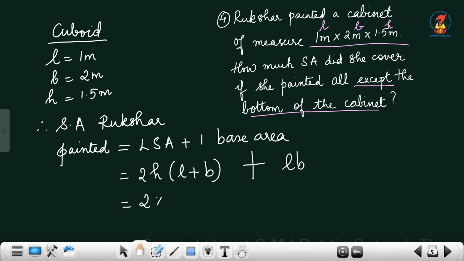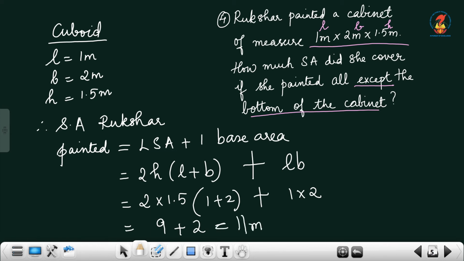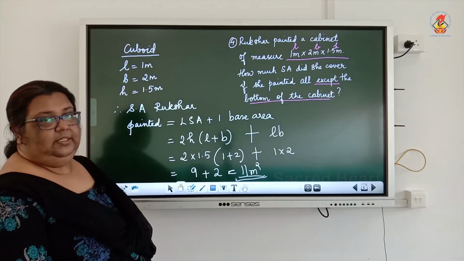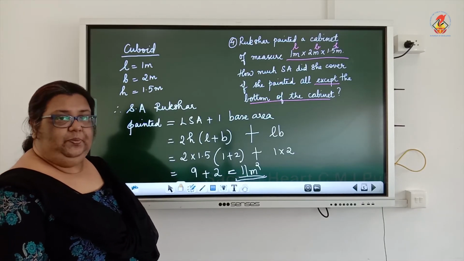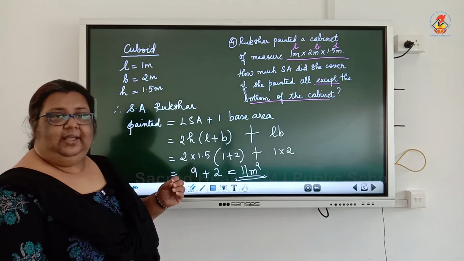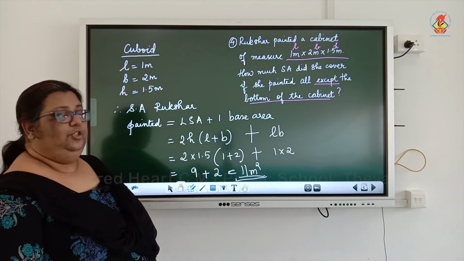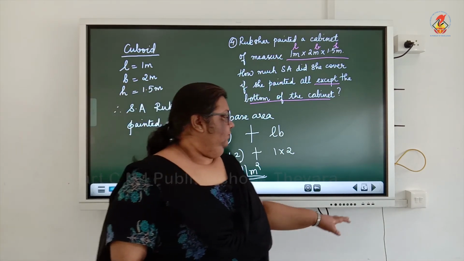2 into height is 1.5, 1 plus 2 plus 1 into 2. 2 into 1.5 is 3. 3 into 3, 9 plus 2, which is equal to 11 meter square. So the surface area Ruksar painted will be equal to 11 meter square. So when you get a problem of this type, read the question, understand it, and then write the formula according to it.